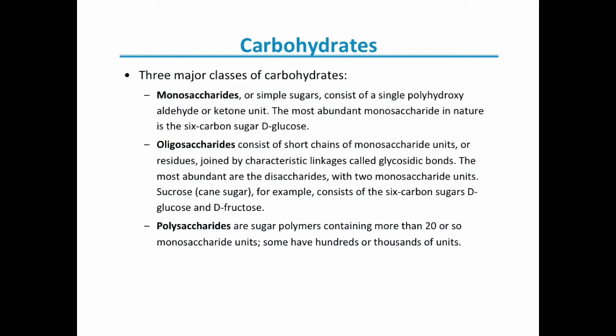Oligosaccharides consist of short chains of monosaccharide units, or residues, that are joined by characteristic linkages called glycosidic bonds. The most abundant are the disaccharides with 2 monosaccharide units. Sucrose, or cane sugar, for example, consists of the 6-carbon sugars D-glucose and D-fructose.